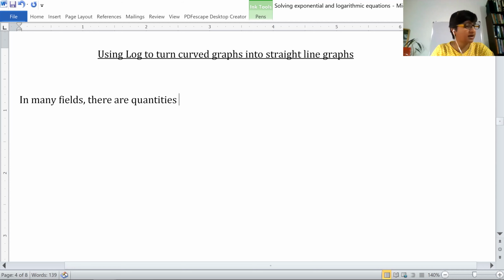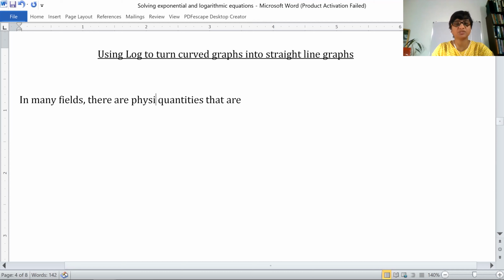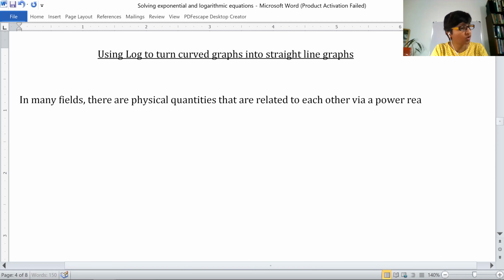Okay, so in many fields, there are quantities that are physical quantities. We are talking about actual measurable quantities like temperature, density, pressure, heat, anything that is measurable, quantities that are related to each other via a power relationship or an exponential relationship.